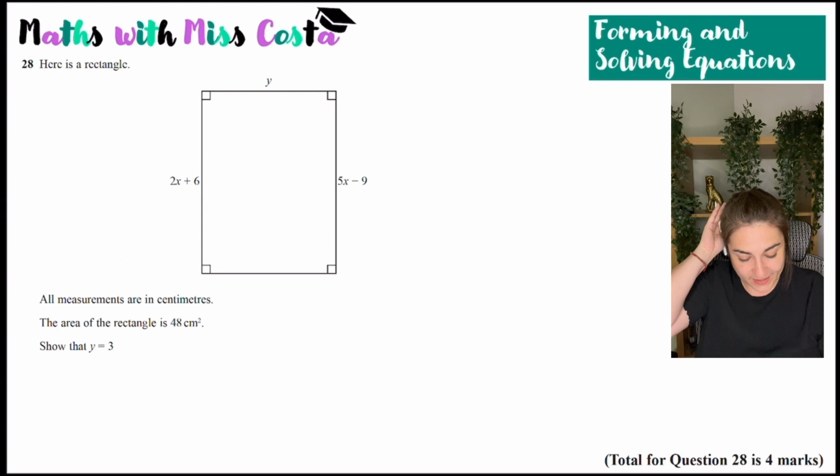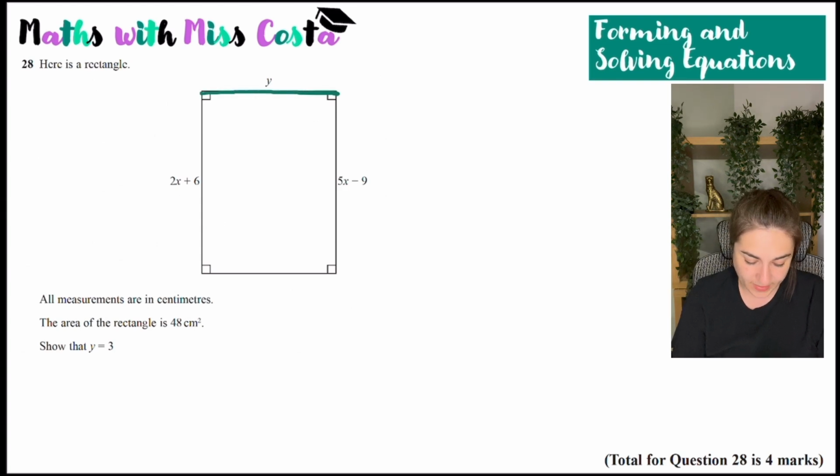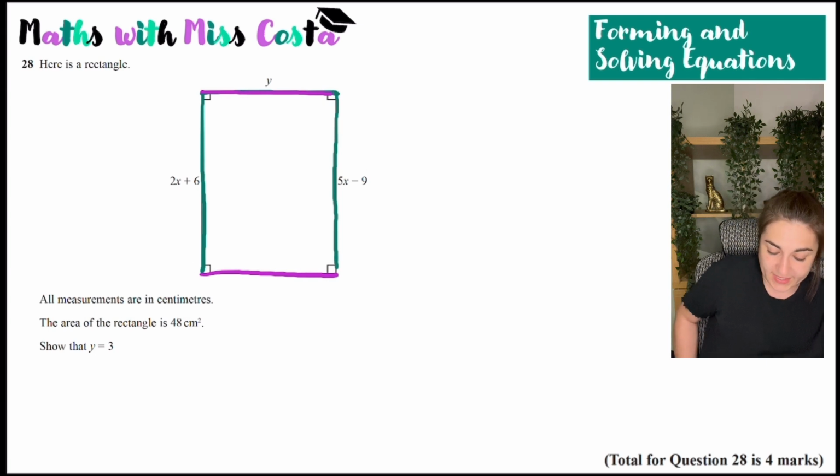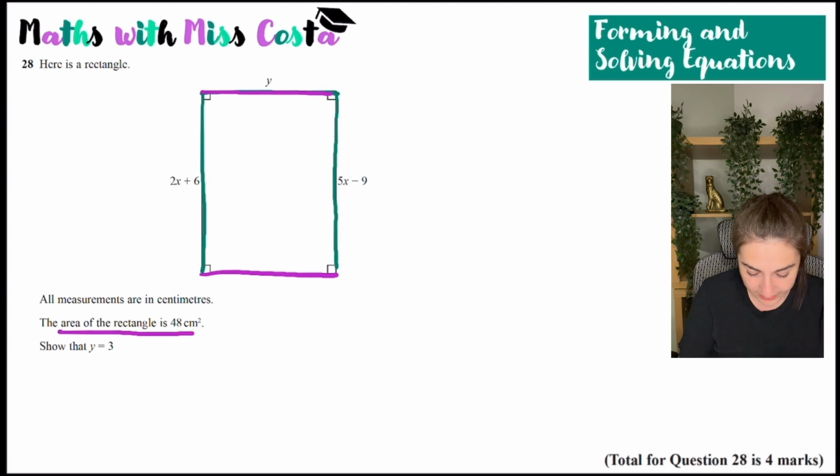Next, I've got a rectangle. It has a width of y and then a length of 2x plus 6, which is the equivalent to 5x minus 9, because in a rectangle, opposite sides are equal. Okay, so I'm told that all measurements are in centimeters, and the area of the rectangle is 48 centimeters squared. Show that y is 3.